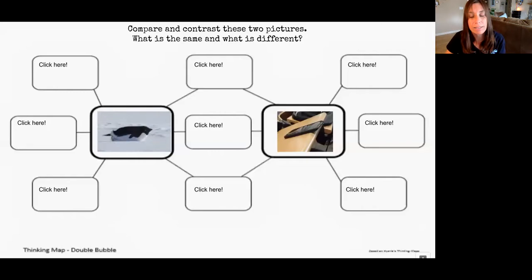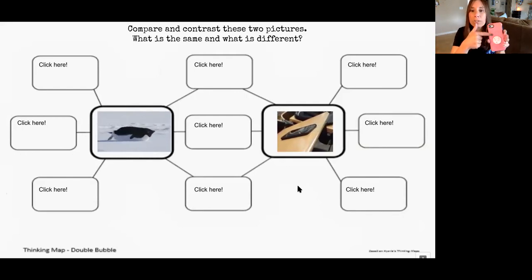Okay, now the next two slides are a double bubble map. So you're going to notice and wonder and compare and contrast. If you look at this picture here, we have this Mr. Penguin sliding across the snow, right? What kind of surface does he have and what kind of surface is he sliding on? Then over here, it looks like we have a cell phone, right? That is sliding on a desk that is at an angle.